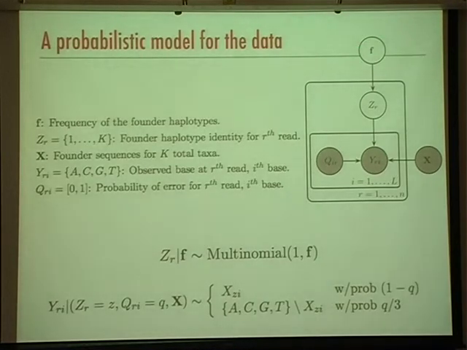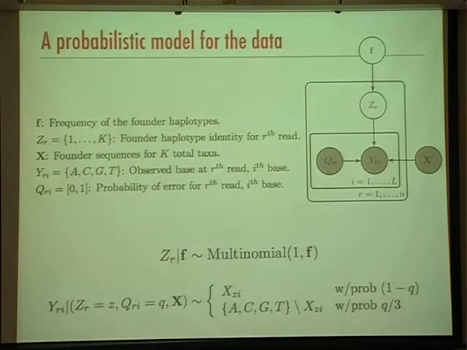So at the top here we have the frequencies of each of the founder haplotypes. That's the thing we're really interested in. And the frequencies are going to determine what the reads have. So this box here is representing a set of n reads that we have in our sequence experiment. And each read has associated with it this z variable, which is an identifier of which haplotype the read comes from. And so if I have, say, a 50-50 mix of 2 haplotypes, then that tells me that my z variable for a given read has a 50% probability of being the first haplotype, 50% being the second.